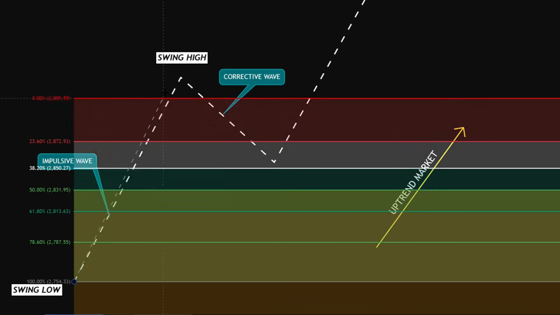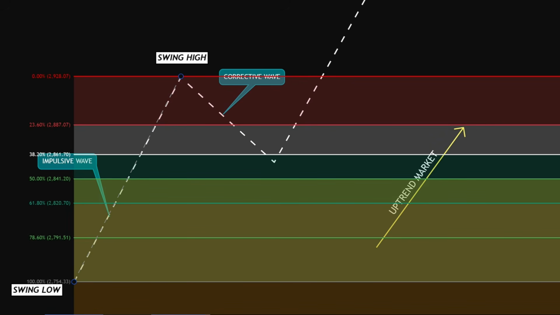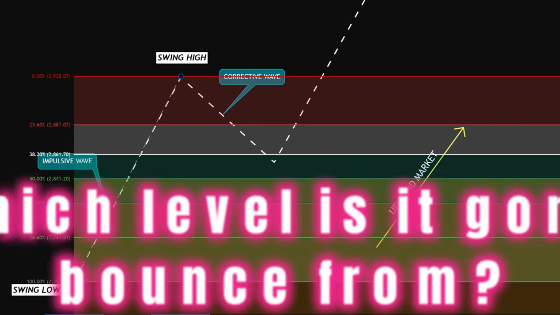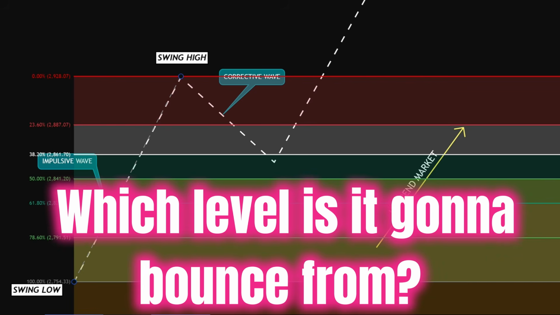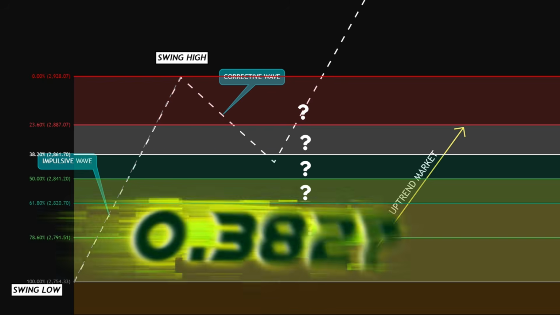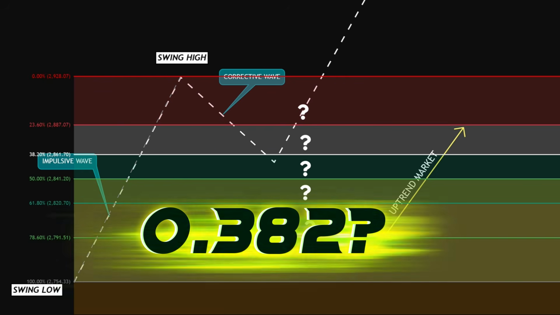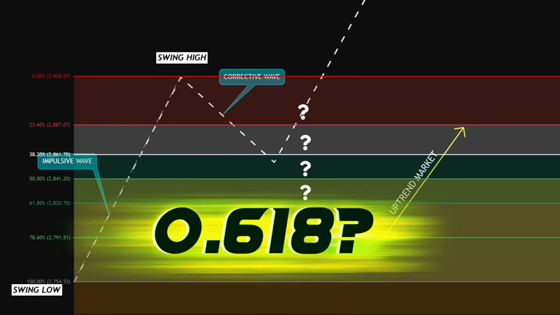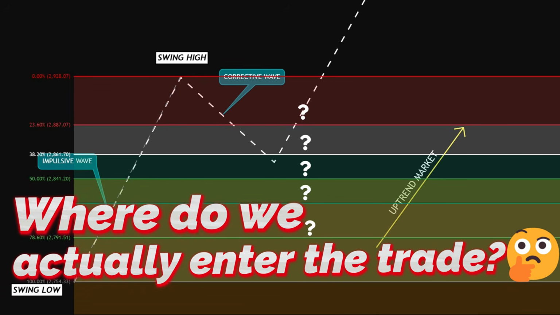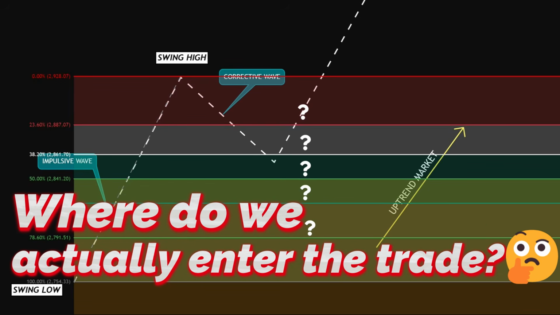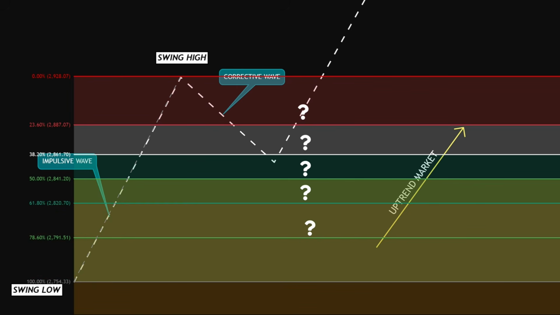But here's the kicker, and this is the biggest issue with Fibonacci trading. Which level is it going to bounce from? The 0.382, the 0.618? Where do we actually enter the trade? This is exactly what I'm going to answer for you and give you the most simple, critical solution.